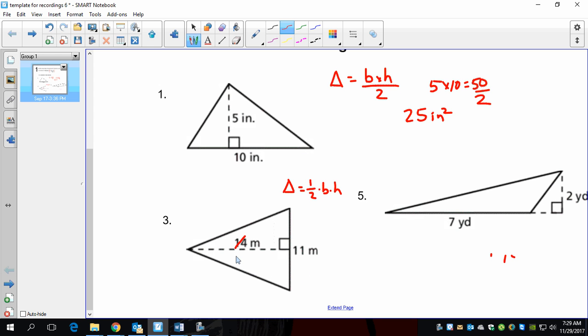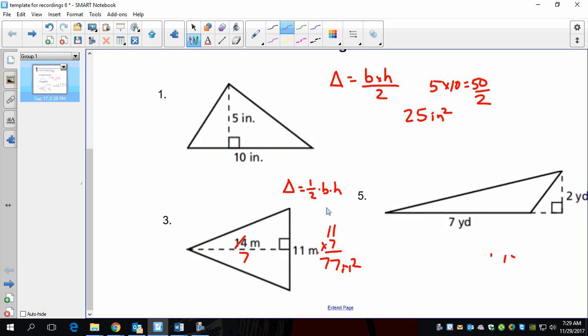If we do 11 and 14, 11 is our base, 14 is our height, all we have to do is cut one of those in half. If I cut 14 in half, my area is going to be 11 times 7, which is 77 meters squared. So 1/2 base times height might help kids get the area formula just a little bit quicker than doing base times height divided by 2.